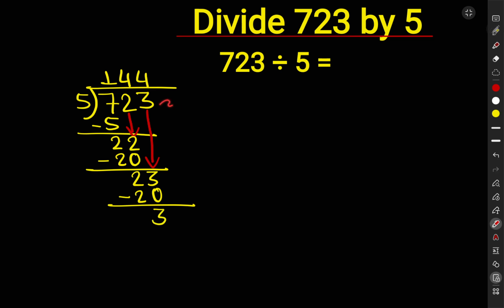So now we have no other number to put down. So we take here a decimal, so that we put 0. So it is 30 and 5 times 6 is 30. On subtracting we get 0. So 723 divided by 5 is 144.6.